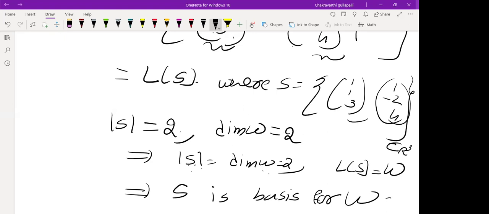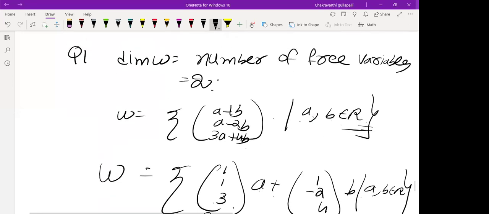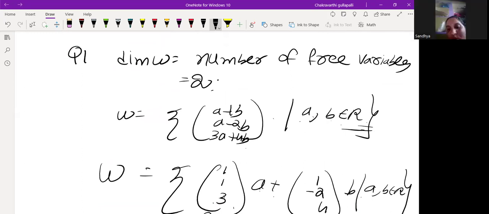Dimension of R3 is 3. But the subset is only a subset. A subset can have dimension less than or equal. So W is a subset of R3, so the dimension of W is less than or equal to 3.